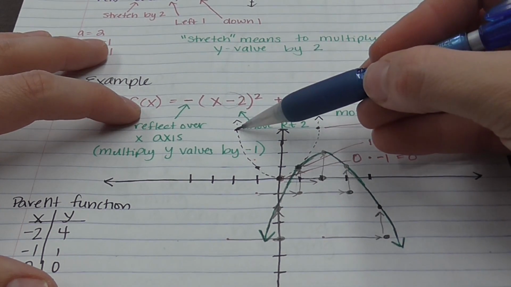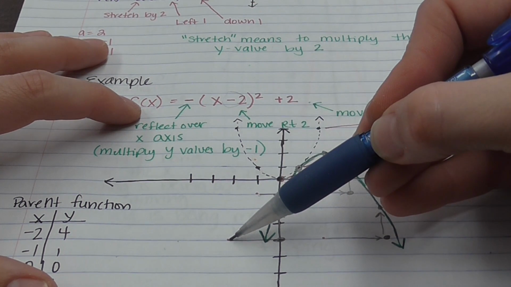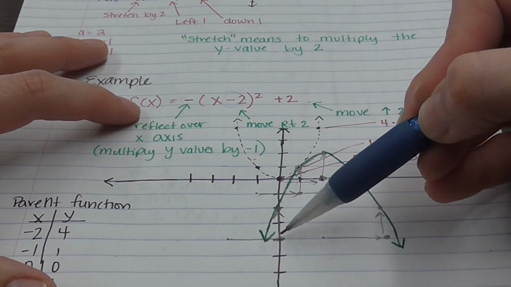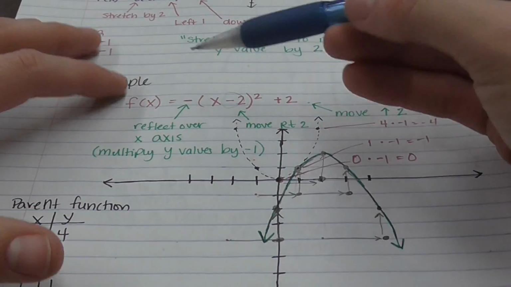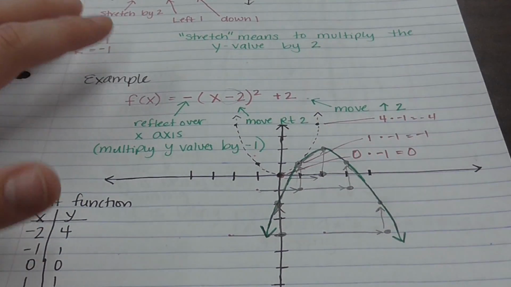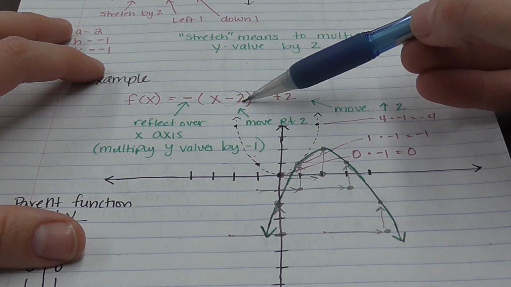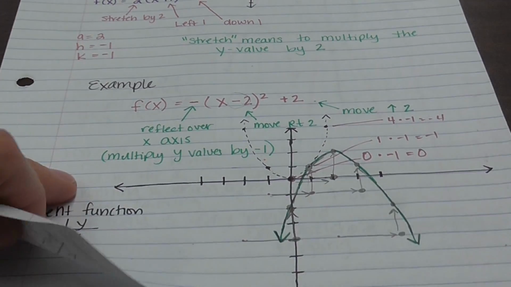This had a y value of positive 4. Multiply that times negative 1, and I come down here to negative 4. I move to the right 2 and up 2. Draw my dot. You do that with each one. You deal with your a by multiplying your y value by a. Then you move right or left, depending on what's inside here. Then you move up or down, depending on what's there, and you connect the new dots.